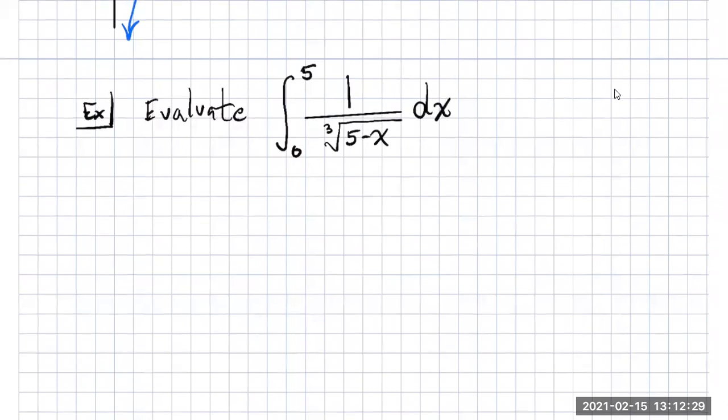Here we have another type 2 improper integral. Notice that we're starting at 0 going to 5, but the function under the integral symbol, the integrand, is undefined at 5. In fact, you've got a vertical asymptote there. So we'll evaluate the same way that we did before.